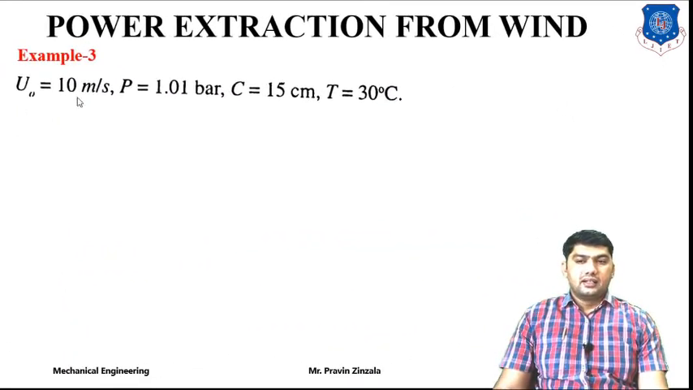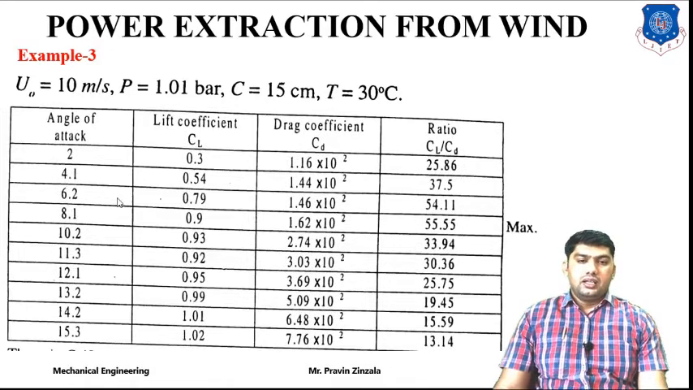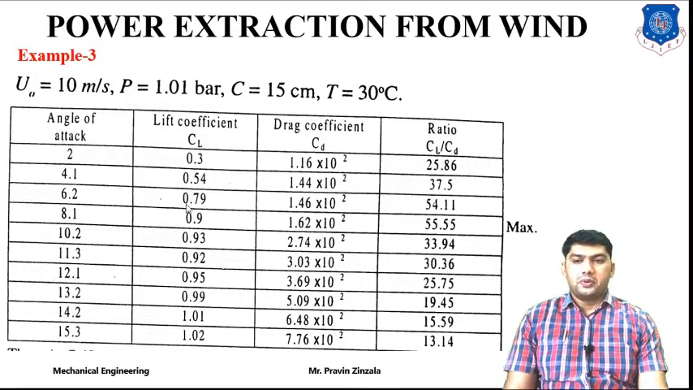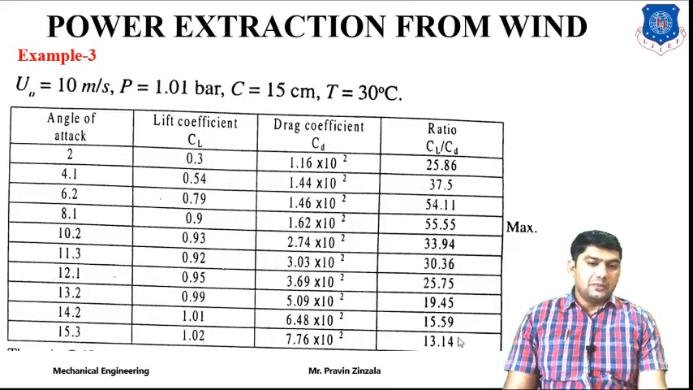Given data is velocity U equal to 10 meters per second, pressure, chord length and temperature. Here, from this table, we can calculate the optimum drag and lift coefficient. This is the angle of attack. This is the lift coefficient. This is the drag coefficient. We can also take the ratio of lift coefficient and drag coefficient, so we will get different answers.